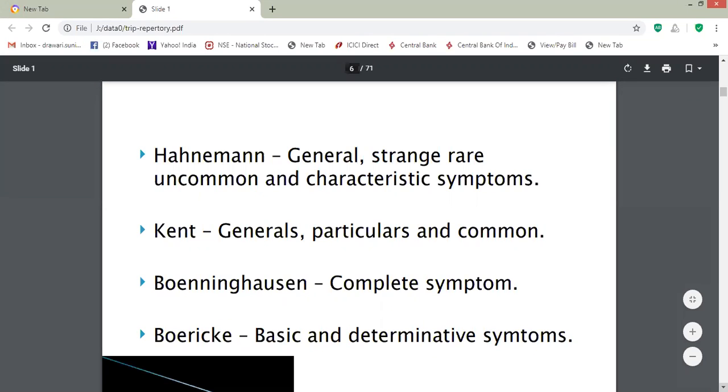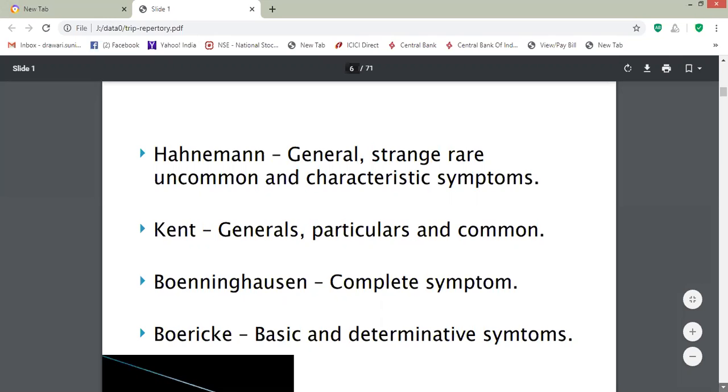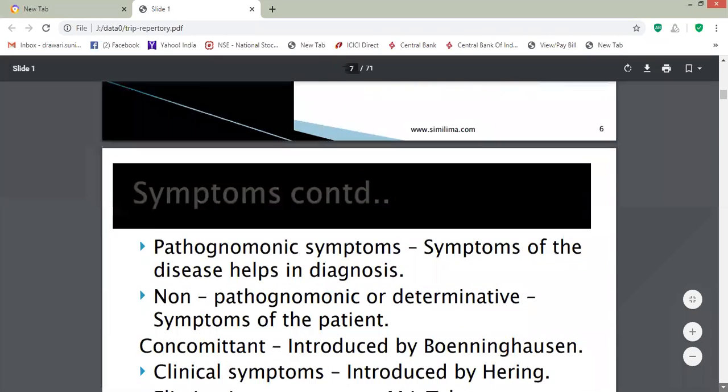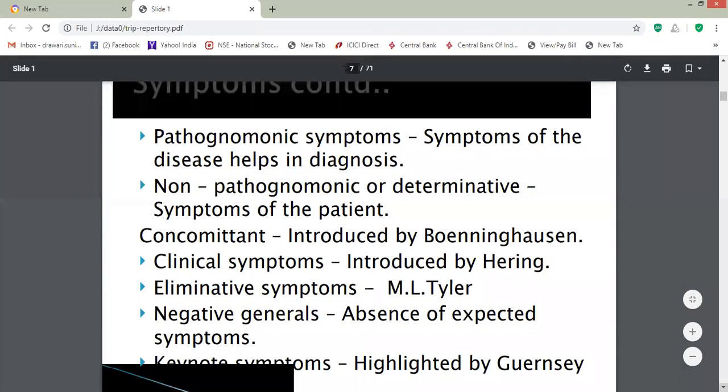Then, according to Boenninghausen, we have to give importance to complete symptoms, that is location, sensation, modality and concomitant. And according to Boger, we have to give importance to basic and determinative symptoms. So in this way, according to the repertory which we are using, we have to give importance to the symptoms.